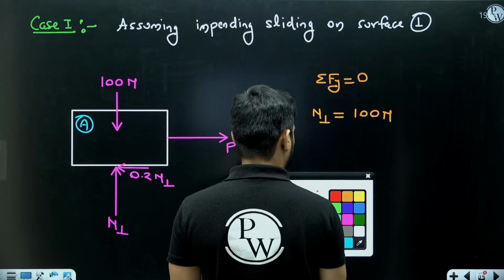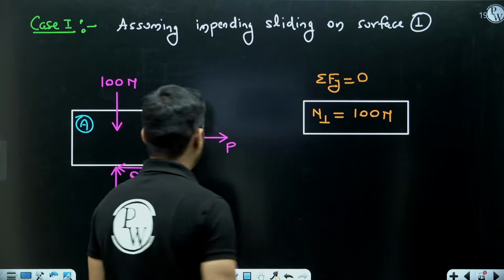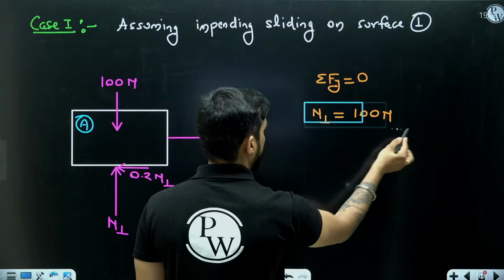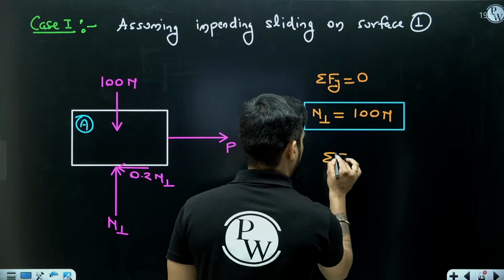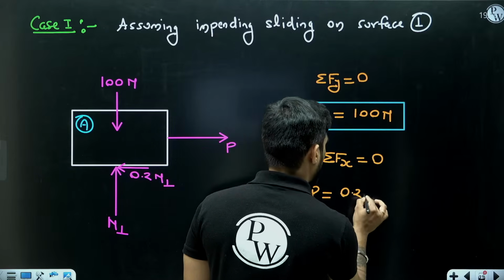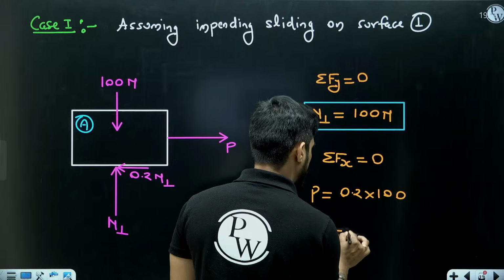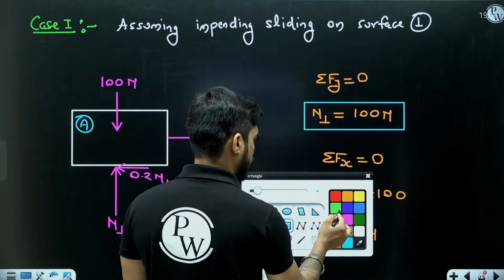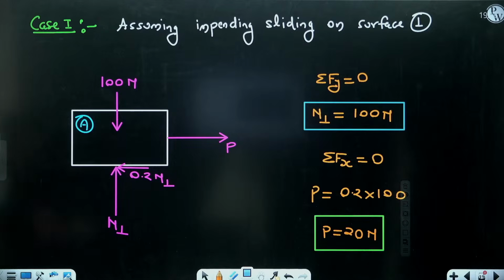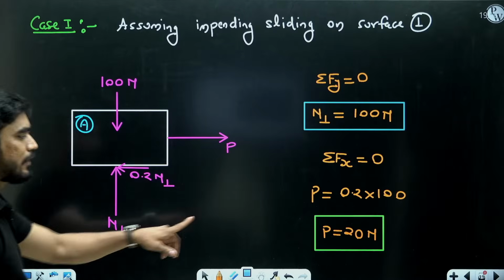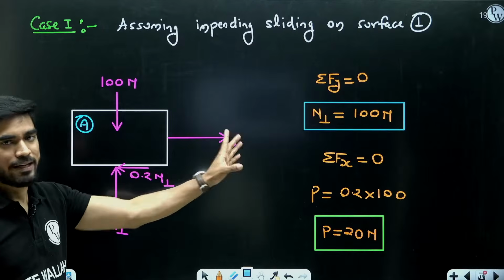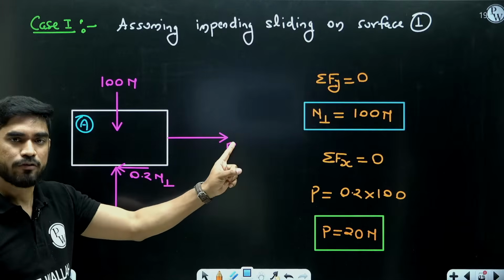Now we are assuming impending motion. So motion is not actually happening, so we can apply equilibrium equation in X also. Summation of Fx will be equal to 0, which will give me P equal to 0.2 N1, means P equal to 20 Newton. I got the value of P as 20 Newton. What does this mean? If you apply slightly more than 20 Newton, block A will start moving.